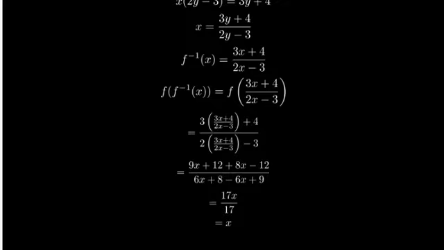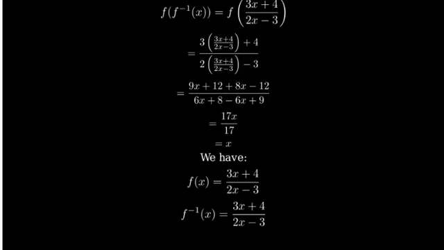The inverse of f of x = (3x + 4) over (2x - 3) is f inverse of x = (3x + 4) over (2x - 3).